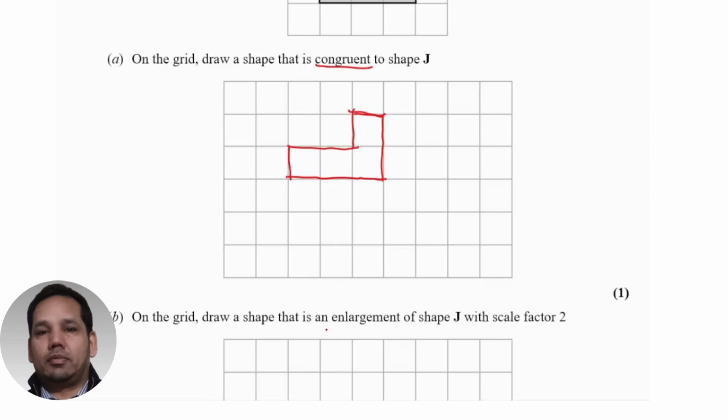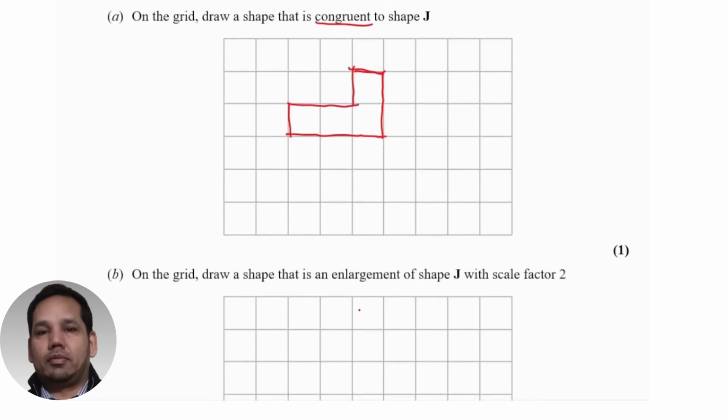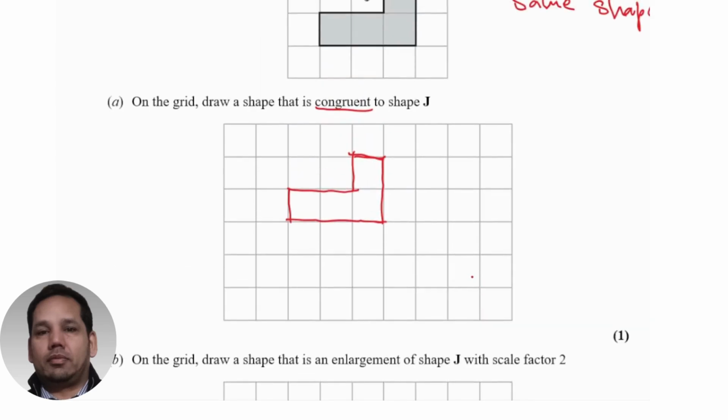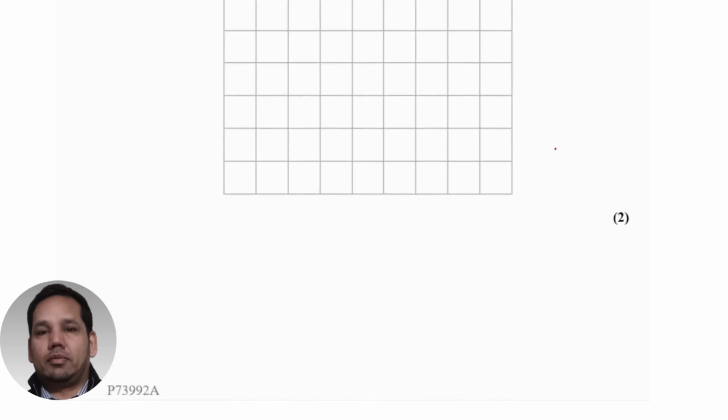On the grid, draw a shape that is an enlargement of shape J with the scale factor of 2. What does scale factor 2 mean? Let's see how many squares there are: 1, 2, 3 here, 1, 2 here, 1 here, 1 here, 2 here, and 1 here. We just need to apply the scale factor of 2, so we're going to double all of these values. 3 is the base, so 3 times 2 makes 6. Let's make it 6 squares: 1, 2, 3, 4, 5, and 6.